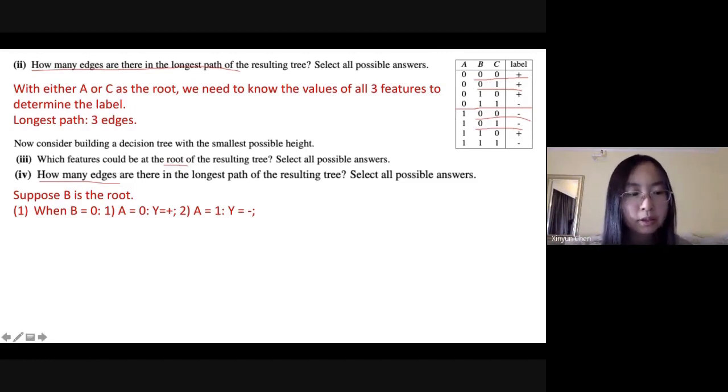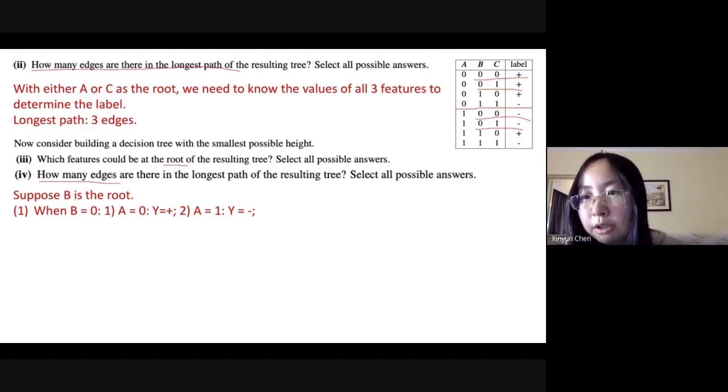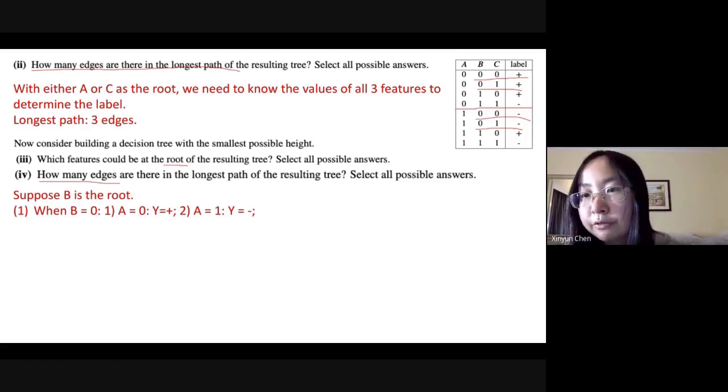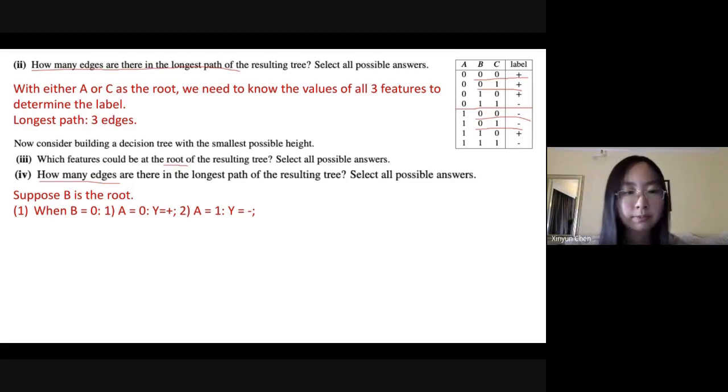The reason is that when we have B equals 0, for the first two data points, A equals 0, and for the third and fourth data points, A equals 1. So when B equals 0, we only need to know the value of A in order to decide the label, because in the top part of the table, where A equals 0, the labels are plus, and in the bottom part, when A equals 1, the label is minus. So this is the case when B equals 0.